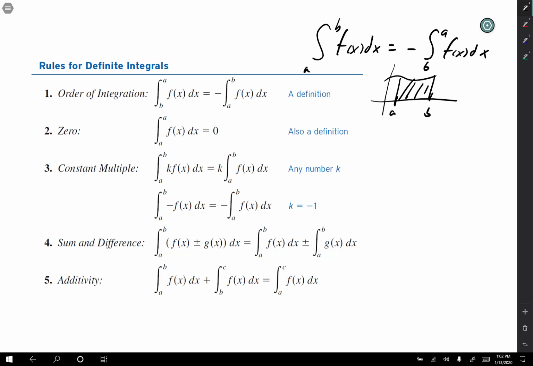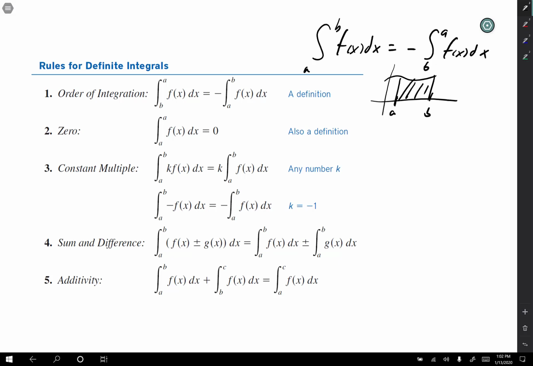Pretty much. This means find the area from A to B of f of x. This means pretend the negative is not there. Find the area from B to A. So now we're going backwards. So it's like, quote unquote, different directions. You want me to give an example, like a real one?